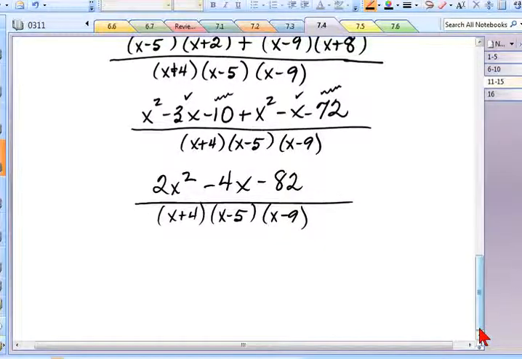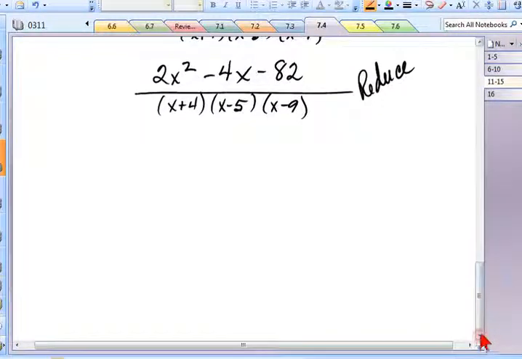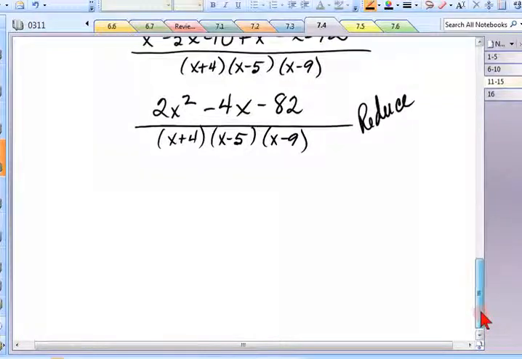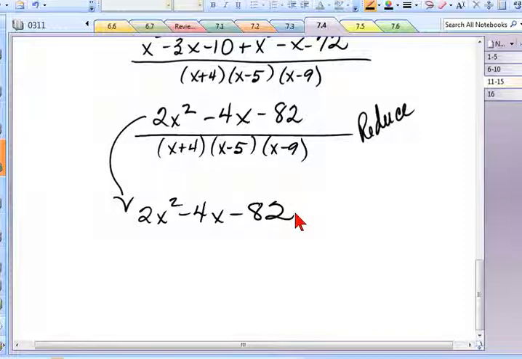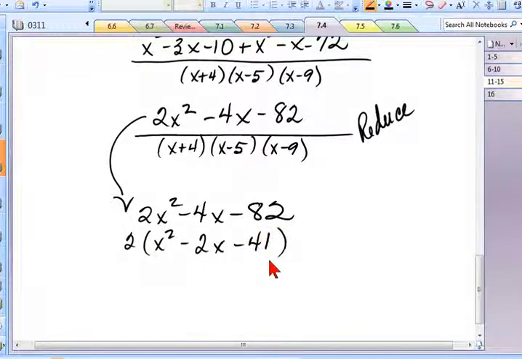And what's the last question? Can you reduce? Well, maybe. The answer has to be right now, maybe. Take this numerator. Let's just go off for just a minute. It's 2x squared minus 4x minus 82. Now that looks factorable to me. Do you see a common factor of 2? So that's 2 times x squared minus 2x minus 41. And I'm thinking that I ought to be looking at trial and error.